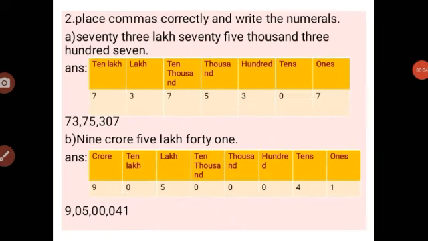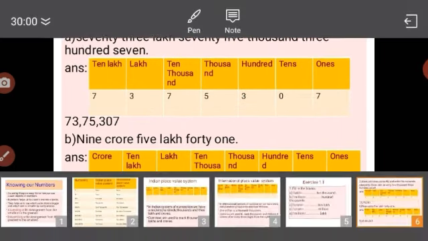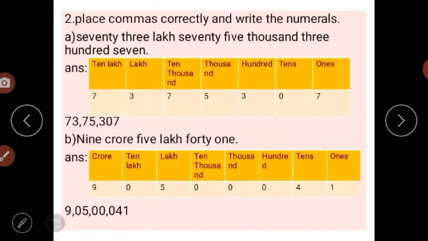Here, what is the next question we are seeing? Place commas correctly and write the numerals. The first question is 73 lakh 75,307. Here the question belongs to the Indian place value system, so we have taken a table according to the Indian place value system. In that we have ones, tens, hundreds, thousands, 10,000s, lakhs and 10 lakhs. Because in our question the value is 73 lakhs, it is kept under the category of 10 lakhs. That's why we have taken the values up to 10 lakhs.